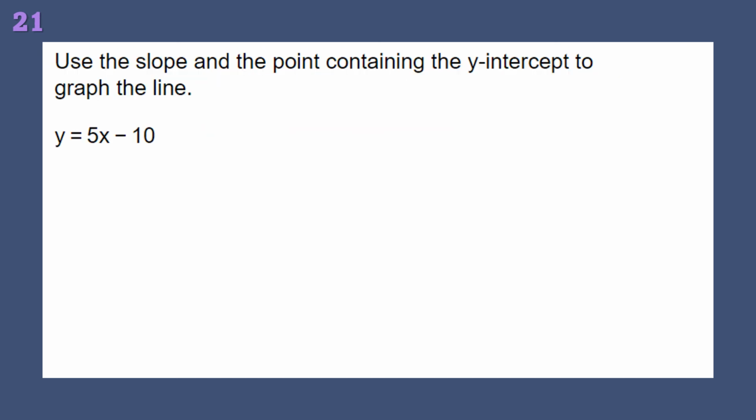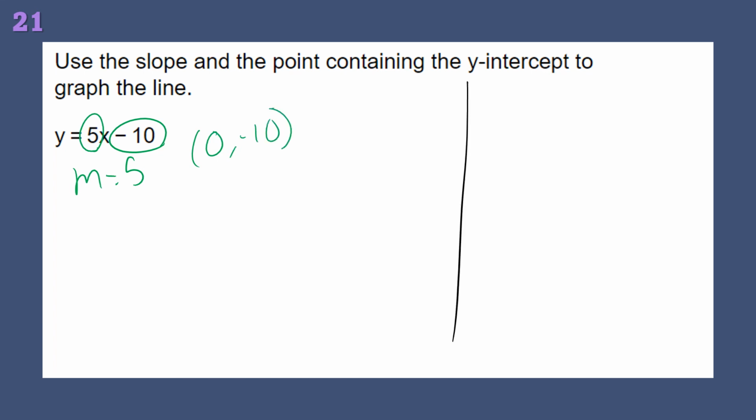Use the slope and the point containing the y-intercept to graph the line. We have the slope right there, and we have the y-intercept right there. The y-intercept is -10, which means we have the point (0, -10). To graph a line, all we have to do is start at the y-intercept, (0, -10), and then move according to the slope. So I'm going to go up 5 from there, and then over 1. Up 5, over 1. I'm trying my best to draw a straight line. And that's all we have to do.